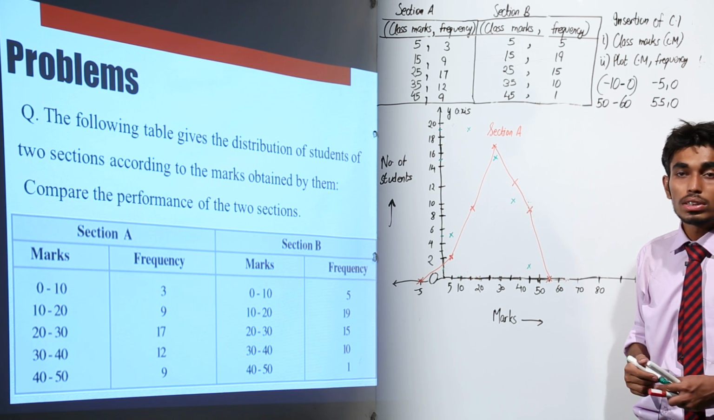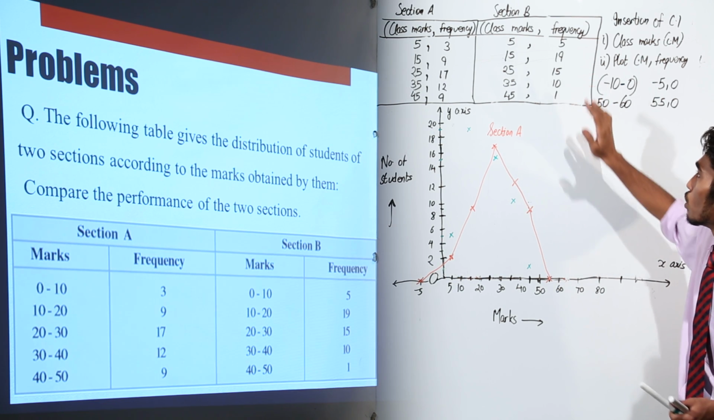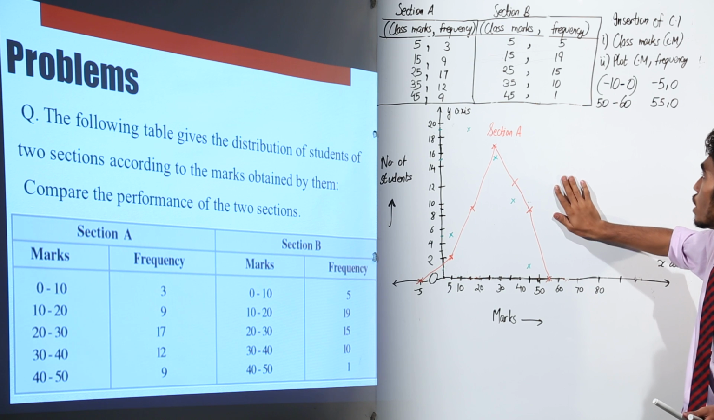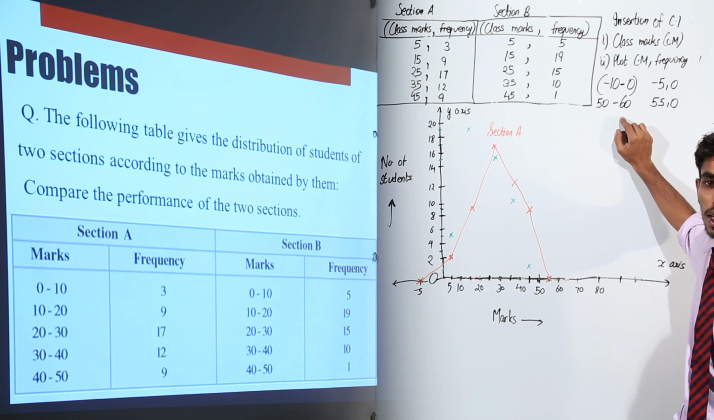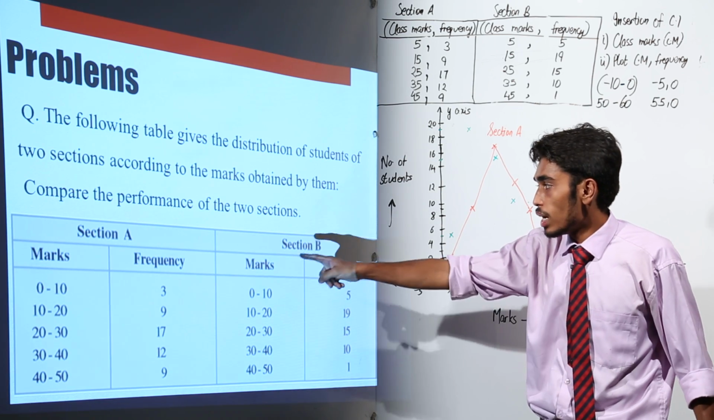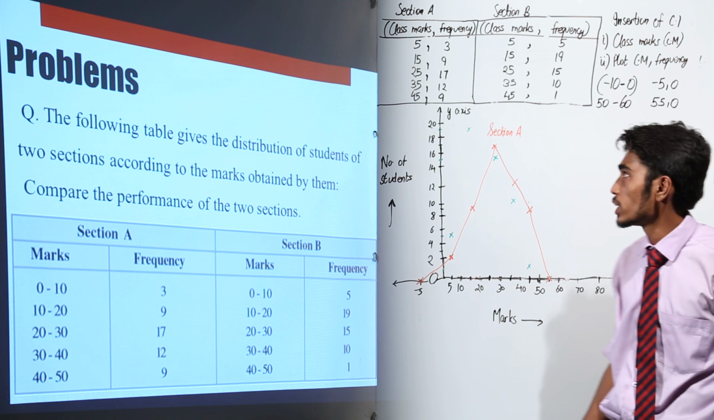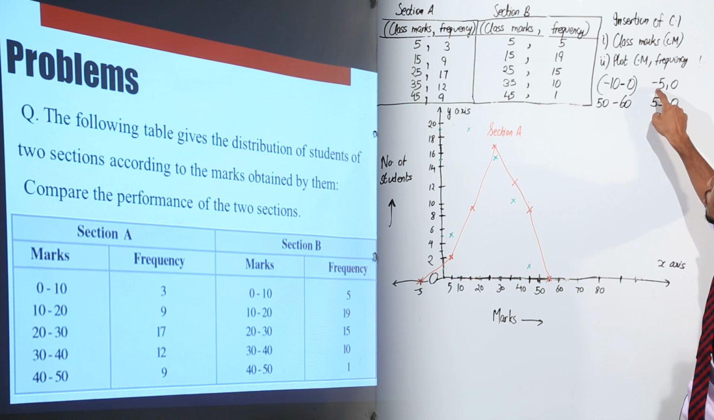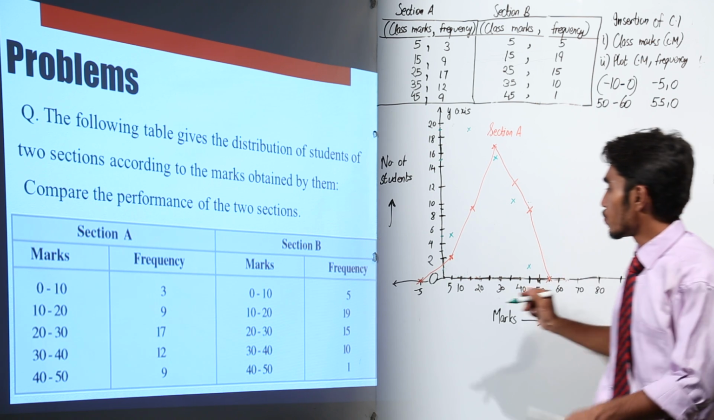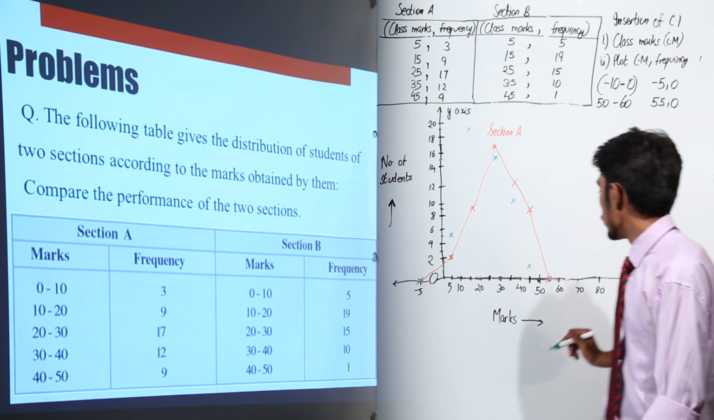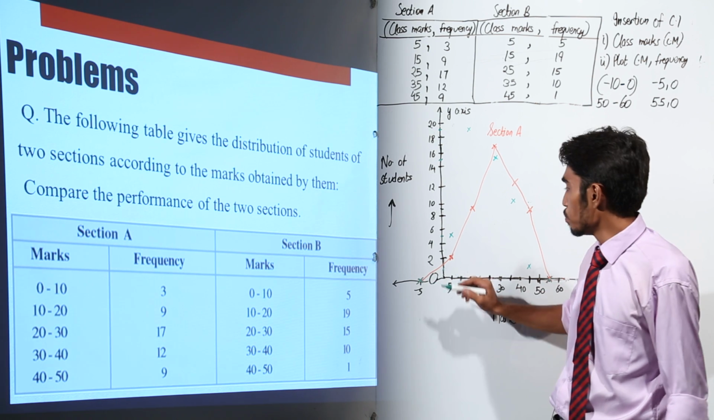Now you have inserted class intervals at the beginning and at the end for section B also. So those class intervals would be minus 10 to 0 and 50 to 60, right. The class intervals will remain the same, as the distribution of the class intervals of marks is the same for both the sections, right. So you have to plot minus 5 comma 0 and 55 comma 0 for section B as well. So minus 5 comma 0 will be this point only and 55 comma 0 will be this point only, right. So just join all the green points.